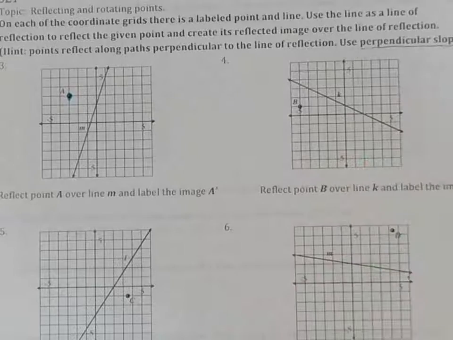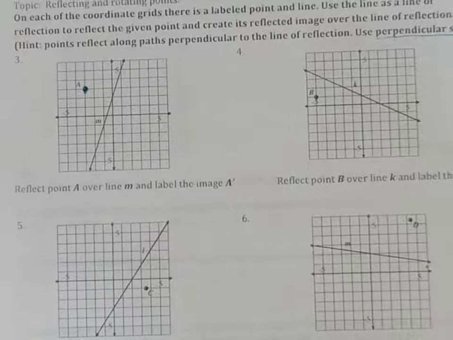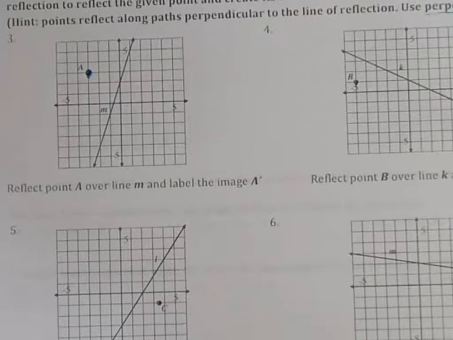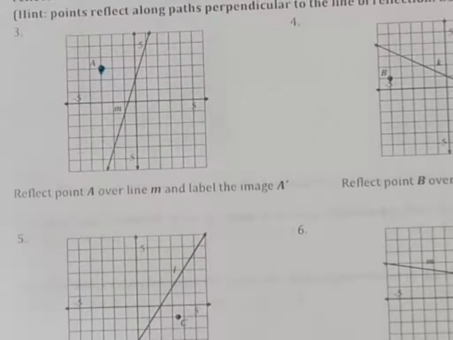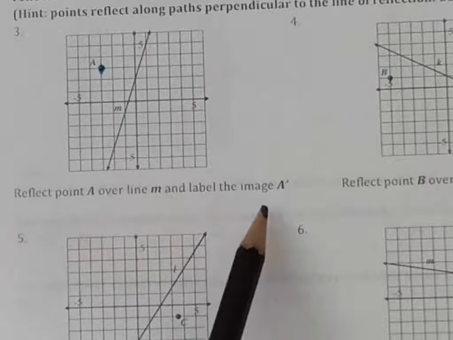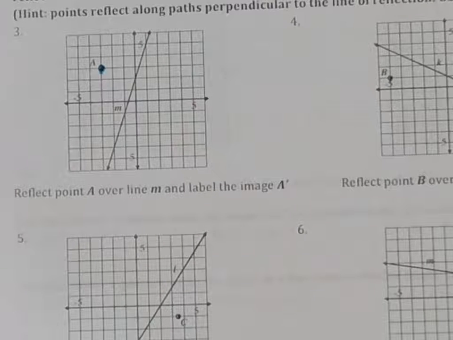So we did a couple examples of these in class, all right? Let me see if I can zoom in a little bit more. Just focus on number 3. Yeah, there we go. Okay. It says reflect point A over line M and label the image A1. Cool. Or A prime, whatever you're calling it.